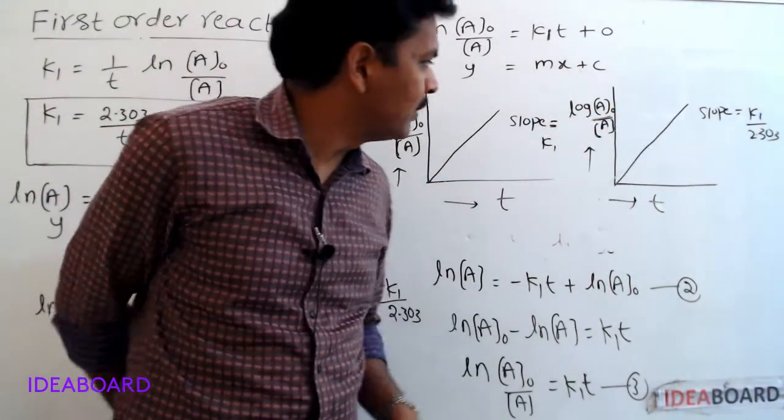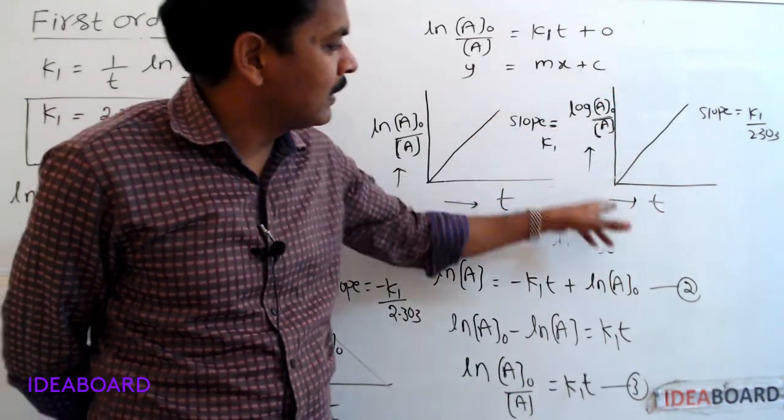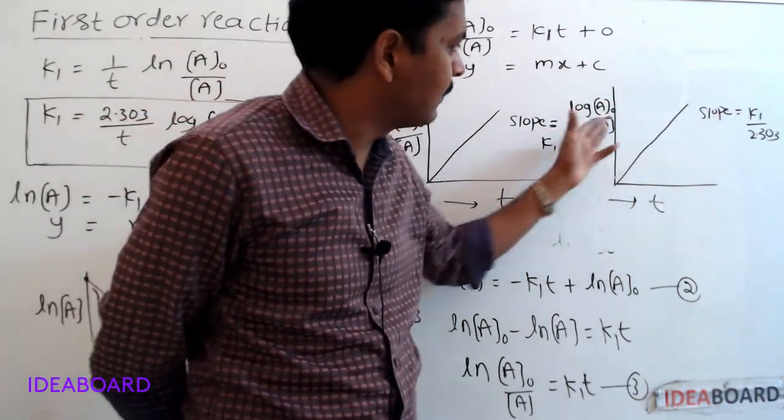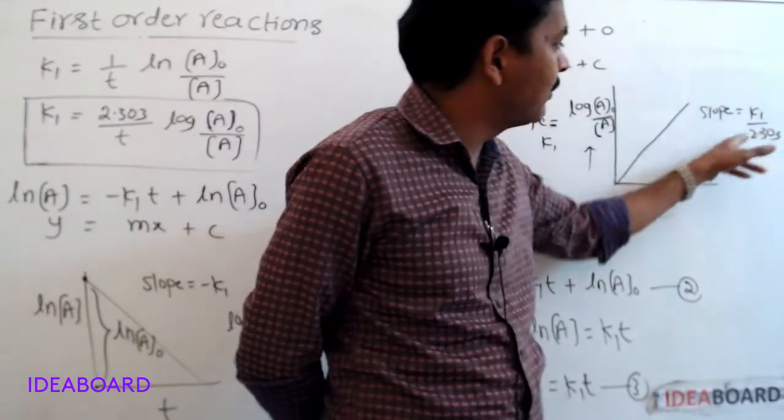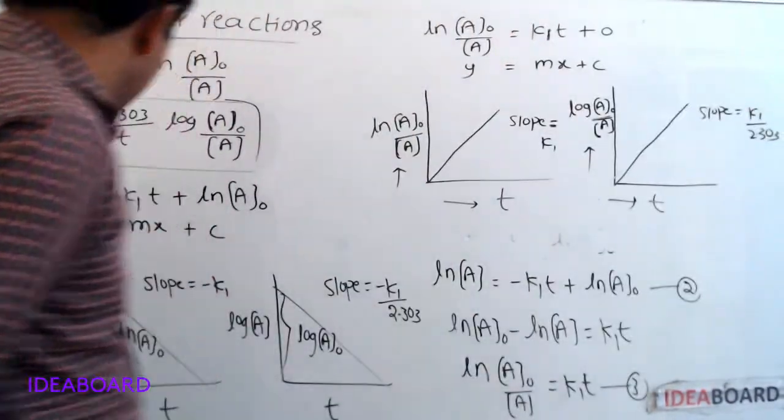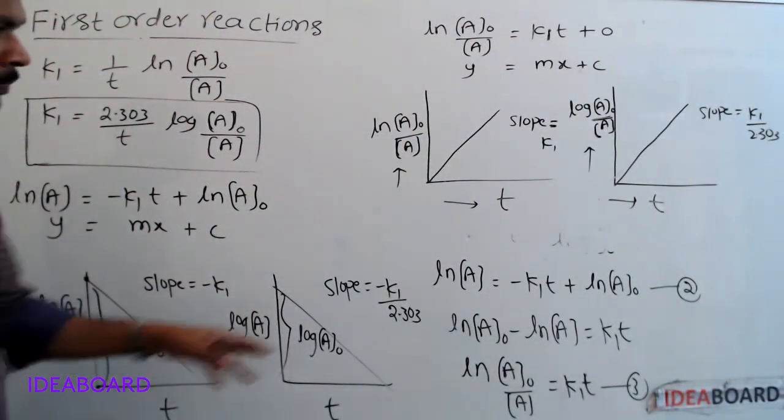When the graph is plotted between log a naught by a and time, a straight line is obtained which passes through the origin. Its slope is k1 by 2.303. So here it is a negative slope, but here it is a positive slope.